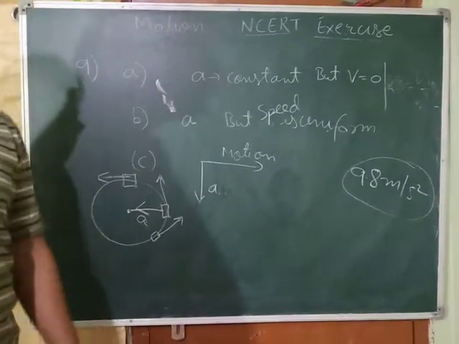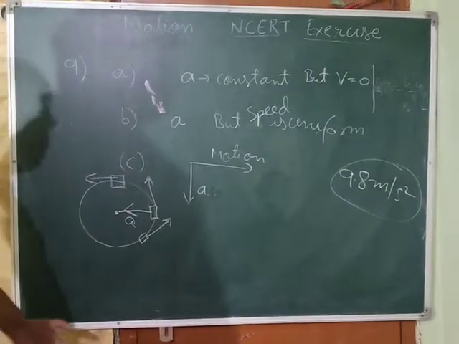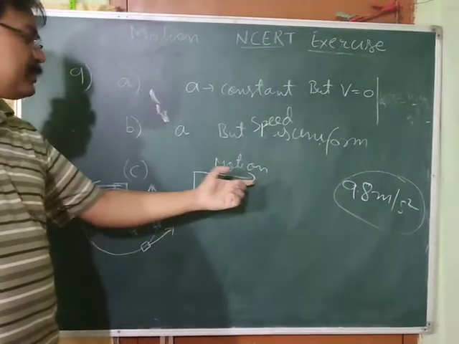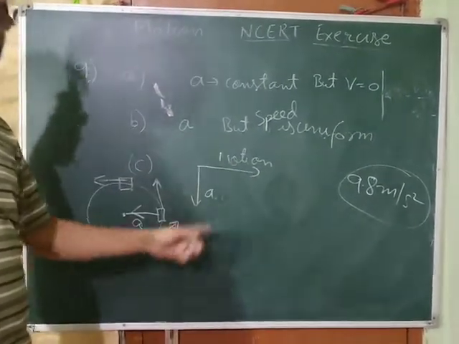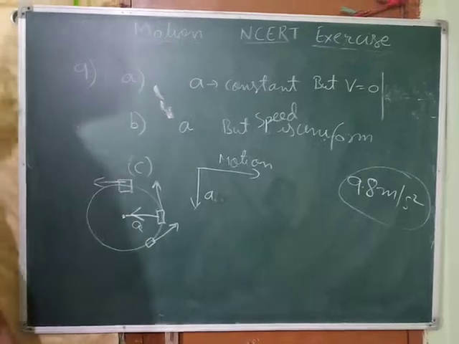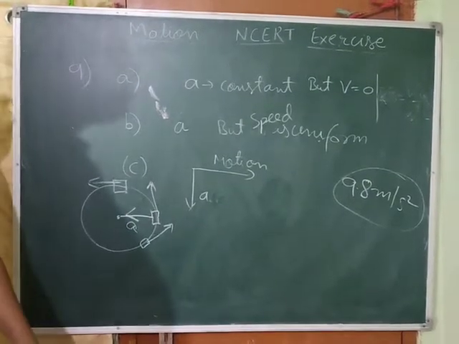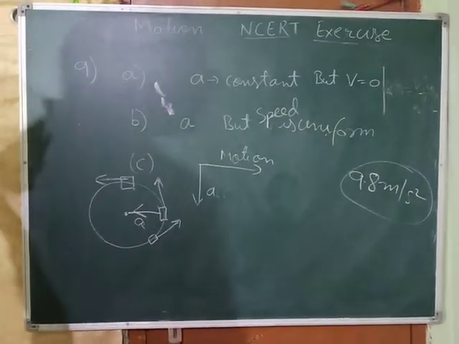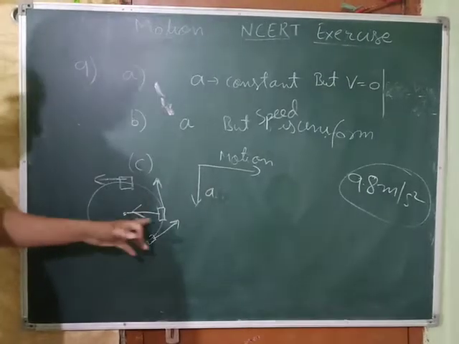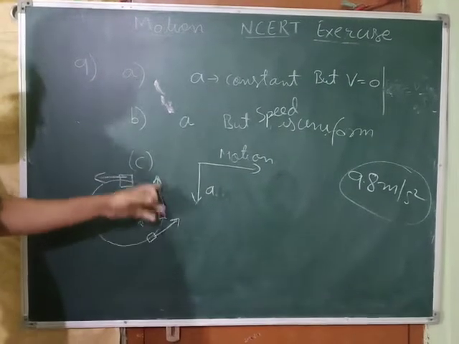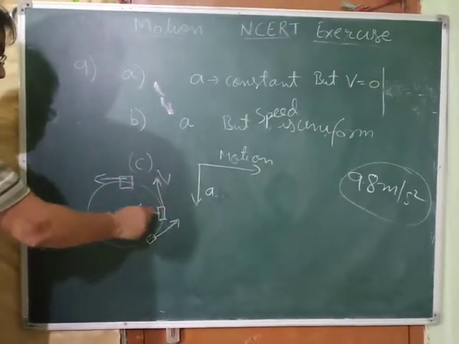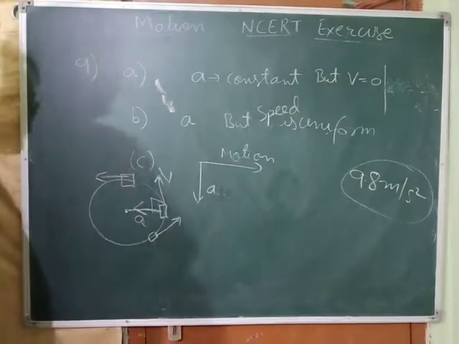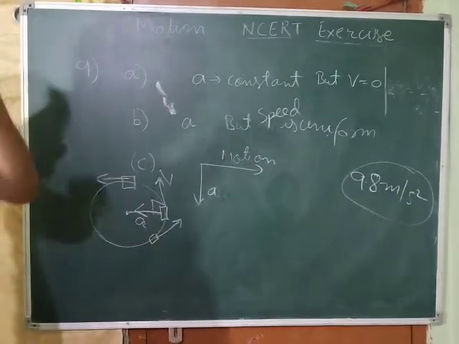What is the third part saying? Is it possible that in one direction a body is moving and it has acceleration in the perpendicular direction? Yes, it happens. How? You can see here, it is moving along this direction. It has velocity along this direction, no? But its acceleration is in this direction. Both are perpendicular.